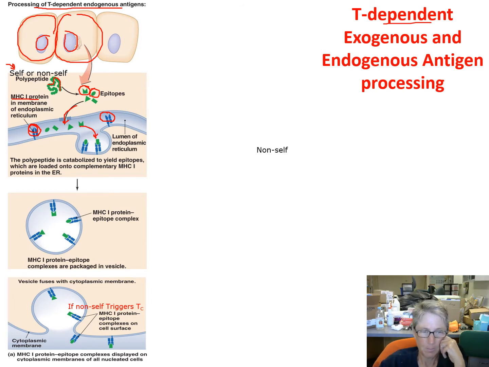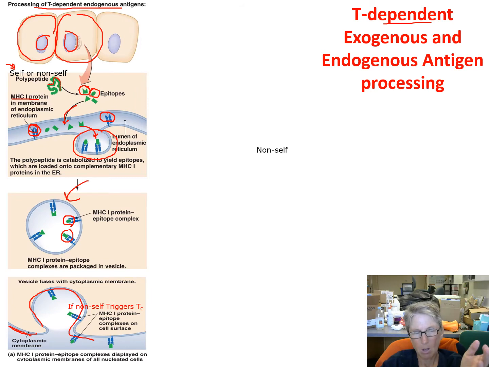Then this thing here will pinch off and become a vesicle. Inside you've got all your MHC1 proteins with, check it out, different epitopes on each one of those MHC proteins. Then, as a vesicle, you can travel out to the cytoplasmic membrane and fuse with it, and when this thing flattens out, your MHC1 protein will be presenting an epitope to the outside of the cell.